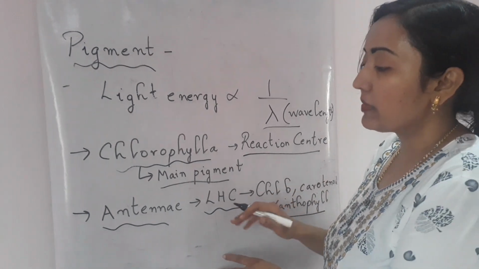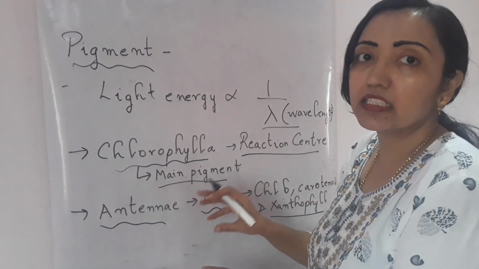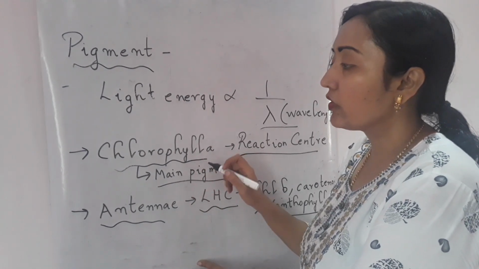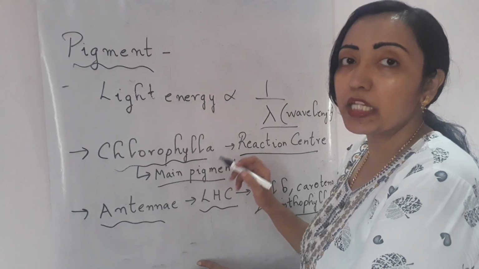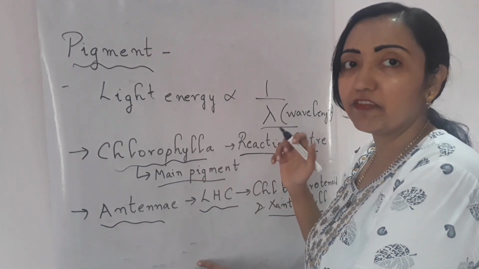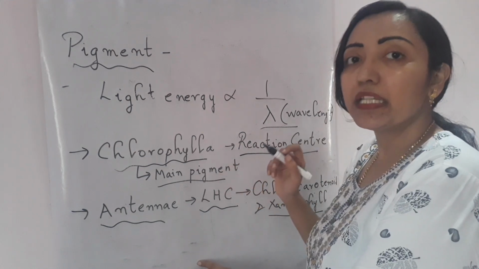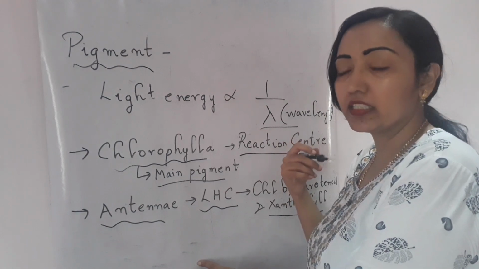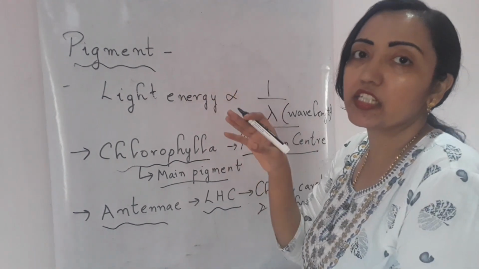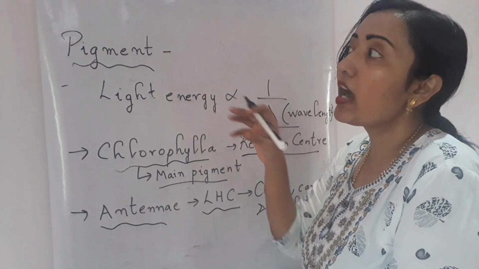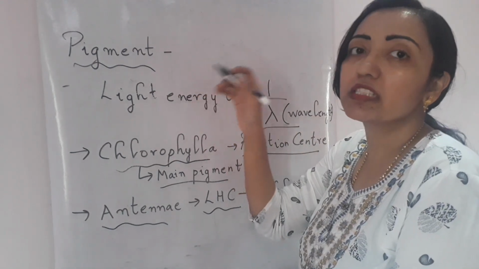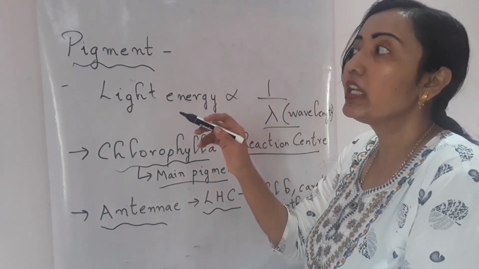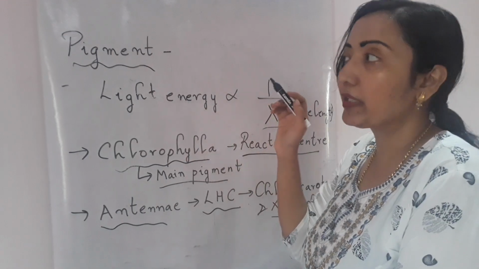All the pigments of the antennae give their energy to chlorophyll A. Chlorophyll A has minimum energy and works at maximum wavelength. A pigment will always give its light energy to a high wavelength pigment, and the energy always decreases when it moves from one pigment to another pigment.